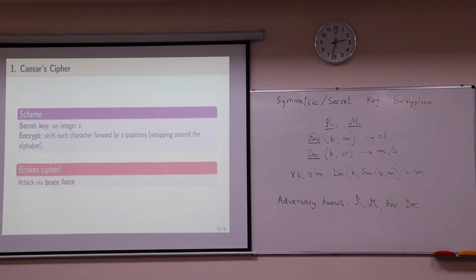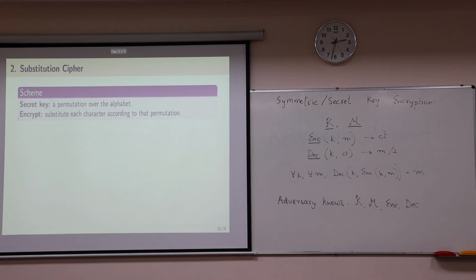Okay? Is that clear? Okay, so we'll not be aiming for security via obscurity. We'll assume that the adversary knows all these algorithms. The only thing that we hope that the adversary does not know is the secret key. And all the security should come from the fact that the adversary does not know the secret key. Okay? All right. So a few years later, there was something called the substitution cipher.